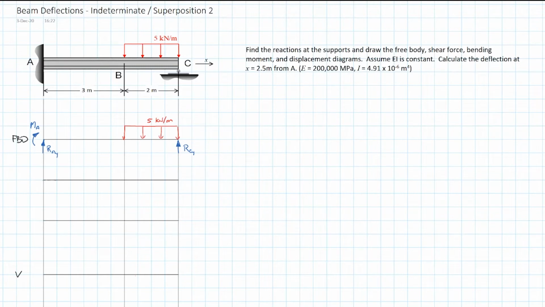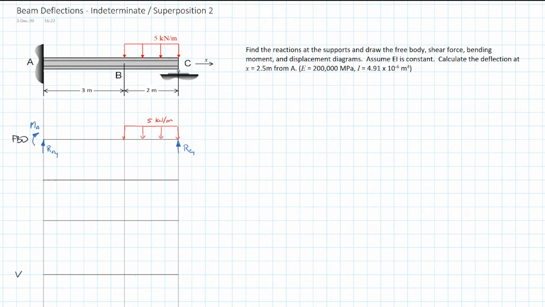But for the most part, the main part of the question is to find the reactions at the supports and draw the free body, shear force, bending moment, and displacement diagrams. And as I said earlier, we're going to do that using superposition and our beam deflection tables. So let's get into it.